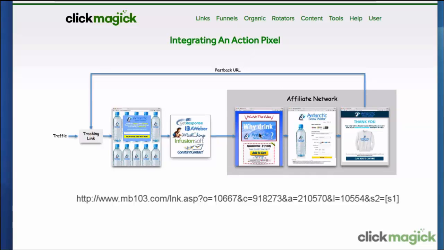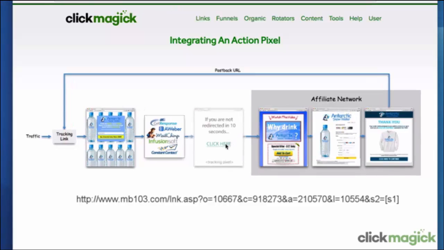So what do you do? Well, you've probably seen websites where after you've opted in, you're taken to a page that looks something like this that says, if you're not redirected within 10 seconds, click here. In this setup, what the web designer has done is put an empty page between the landing page or opt-in page and the affiliate network for the sole purpose of firing a tracking pixel. Now that works, but it's clumsy.